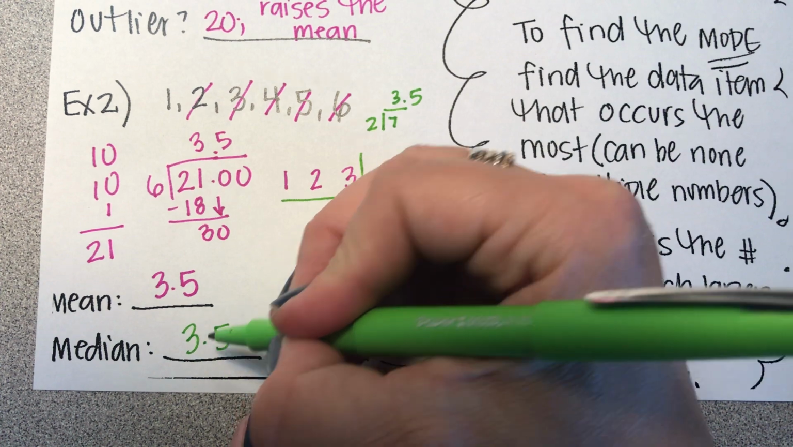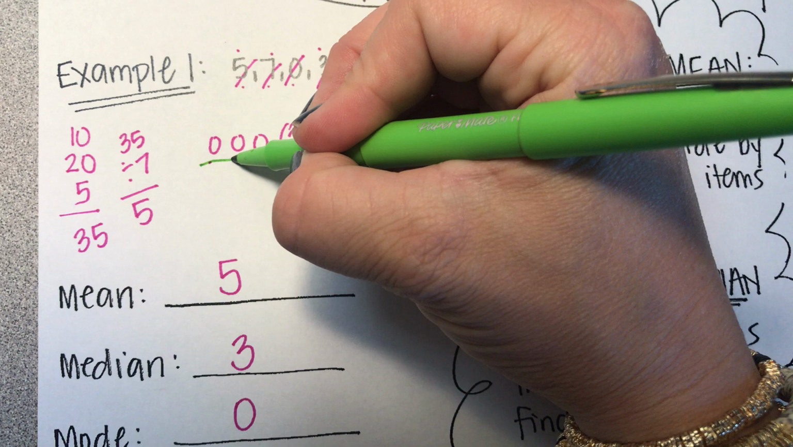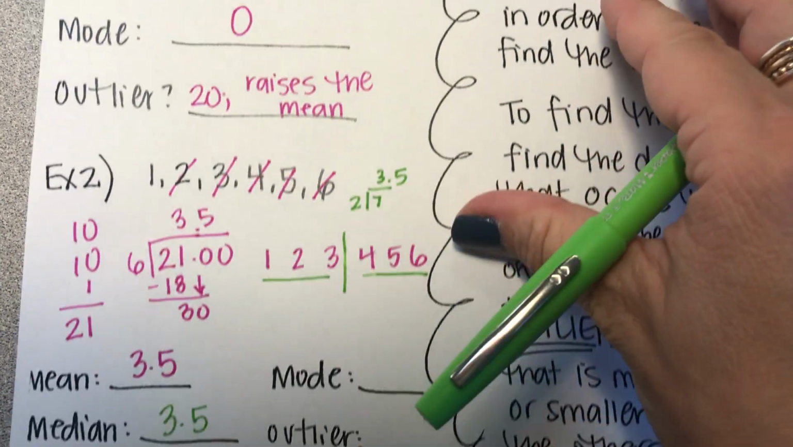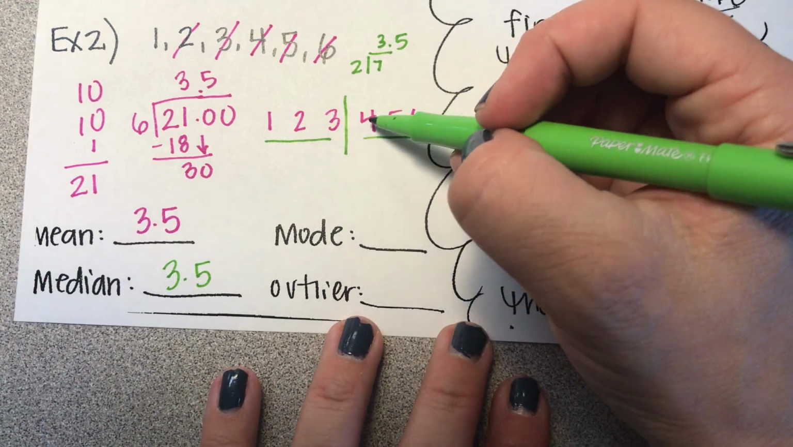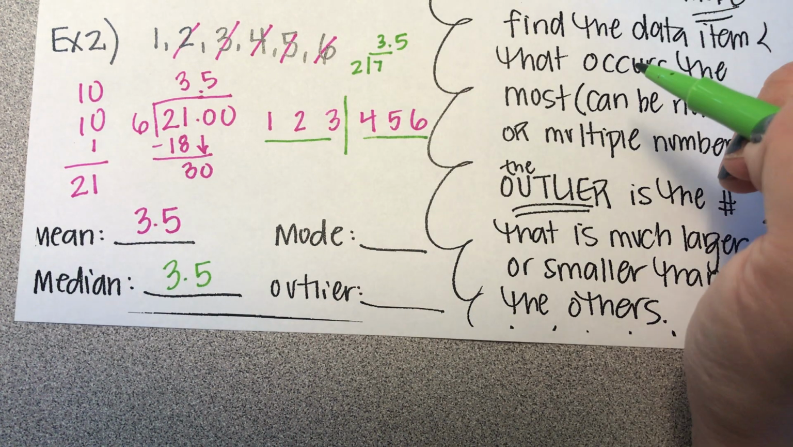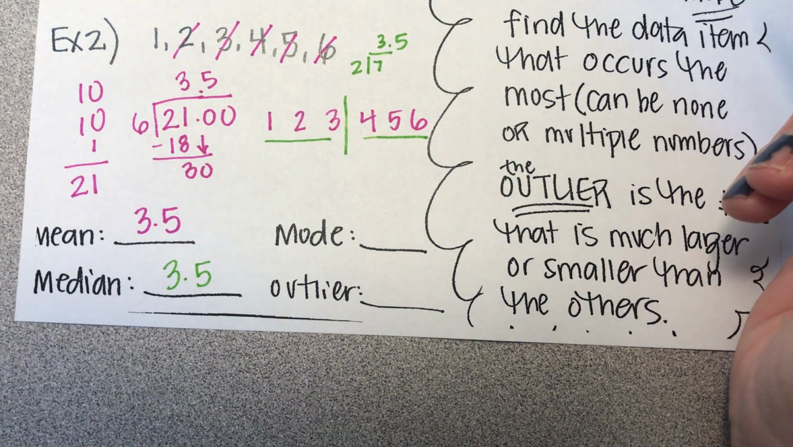Okay, so if there isn't a middle, right up here, there was an odd number of numbers, so it was these 3, and this was the middle. If there's not, you're going to add the 2 together, 3 plus 4, to get 7, and then divide by 2. Okay, is there a mode on this one? Does one data item happen more than the others?